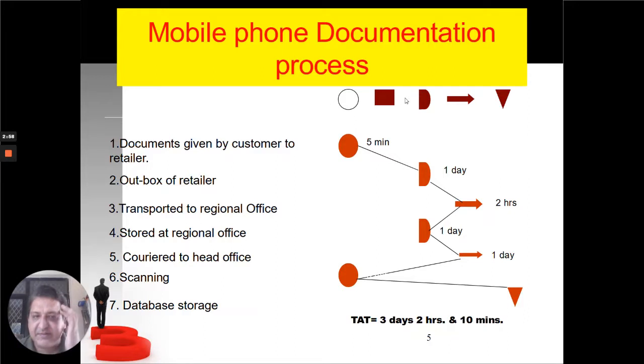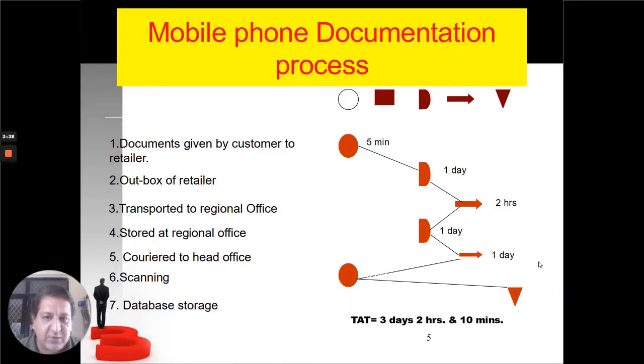This is an example of a process map. Say, this is the documentation process when you buy a mobile phone. You give some documents as a customer to the retailer, which is an operation. Then the documents lie in the outbox of the retailer. There's a delay of 1 day. Moving forward, there's a transportation. The documents are transported to the regional office. Thus, there's a symbol of the arrow which indicates transportation and the time that it takes, which is 2 hours. Then there's a storage at the regional office where there's a delay of 1 day.